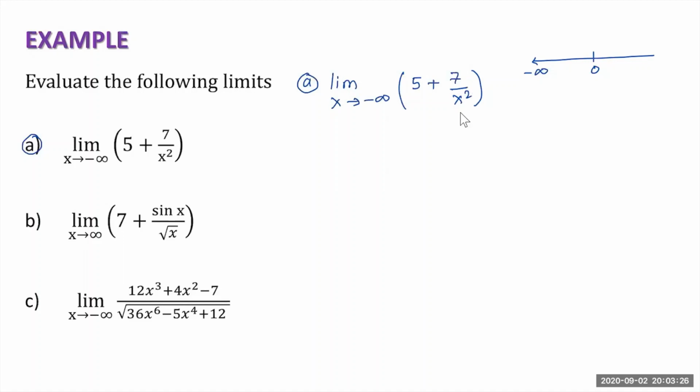When you divide 7 by a very large positive number, when you divide a finite number by a very large number, the result will be 0. So this will be 0, and that's 5. So the result will be 5 plus 0, which is equal to 5. So the limit is 5. The limit as x approaches negative infinity of 5 plus 7 over x squared is equal to 5. That is the limit for part A.